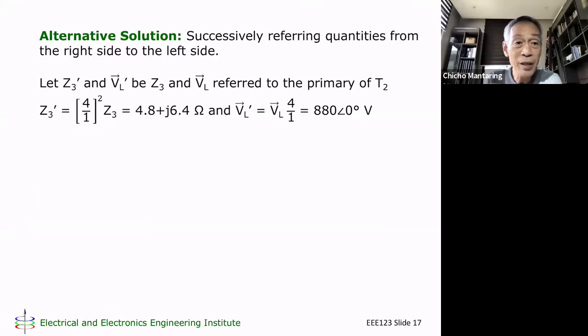So we'll start with Z3 prime and VL prime. Z3 prime and VL prime will be Z3 and VL referred to the primary of the second transformer. So Z3 prime is equal to your turns ratio squared multiplied by Z3. VL prime, this is just now the turns ratio of your transformer. VL prime over VL is equal to 4 over 1. So VL prime will be 880 at an angle 0 degrees.